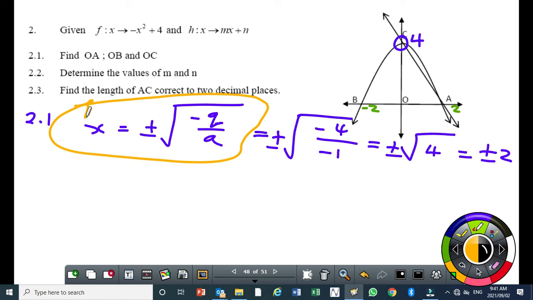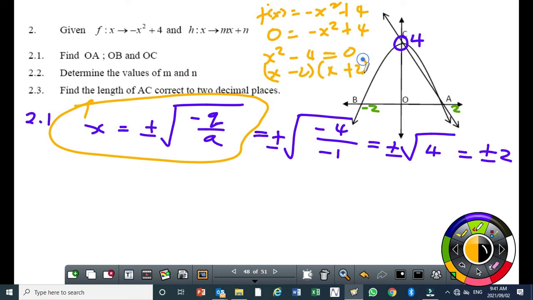If you want, you can solve the quadratic equation. So you equate f of x to 0, and remember, the equation is f of x equals minus x squared plus 4. You put 0 where there is f of x, and then you solve this quadratic equation. So you get x squared minus 4 equals 0, and then you factorize by a difference of two squares. You get x equals plus or minus 2. You can do that as well. So you've got two ways of getting the x-intercept. Either use a general formula, or you can solve the quadratic equation.